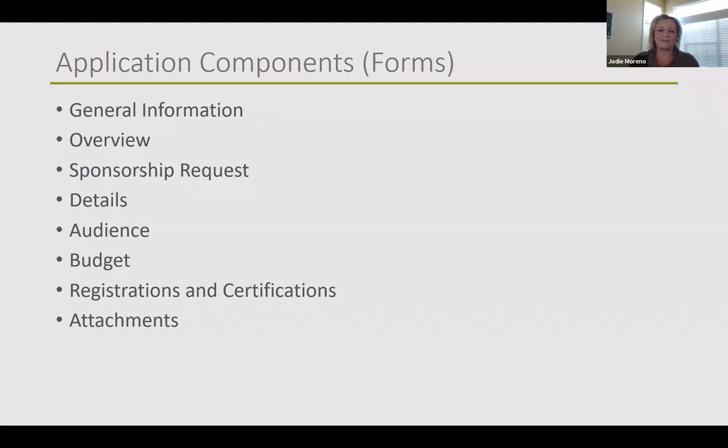So that's great. We ask for general information, an overview of your event, what kind of sponsorship you're requesting, some details about your event and your audience, what your budget is for the event. And we do ask for those same registrations and certifications, Secretary of State, Register of Charitable Trusts. And then there are some attachments that are required and some that aren't. Like, we're going to require your budget and things like that. But if you have an event flyer already done, we'd love to see it. If you have a map, we'd love to see it. But we know that some of those things are still in development. So there are some that are required, like Alicia said in red, and then there's some that aren't.